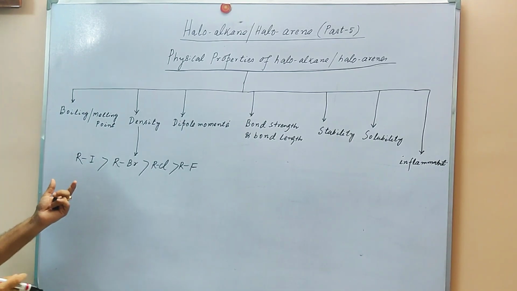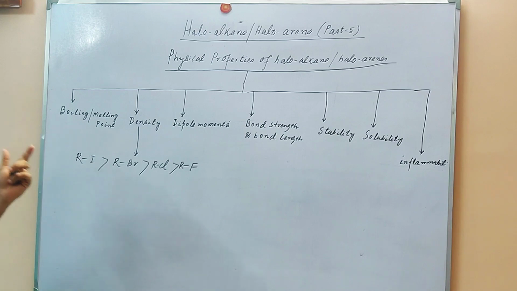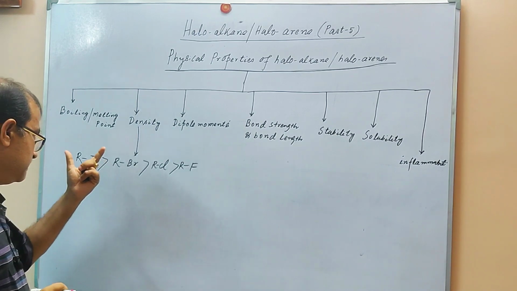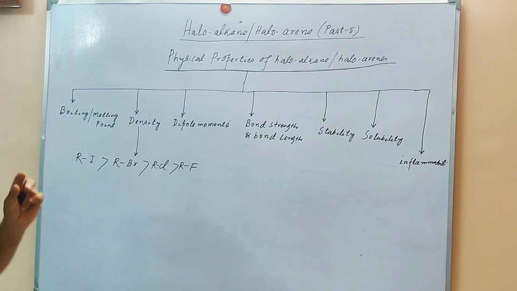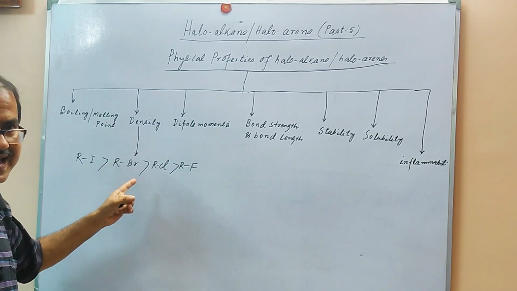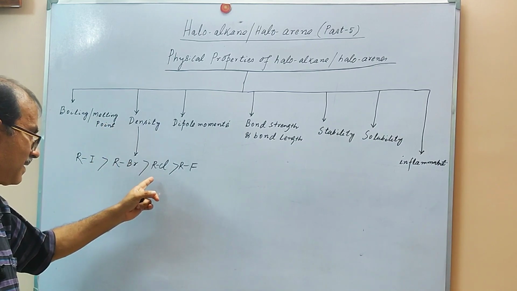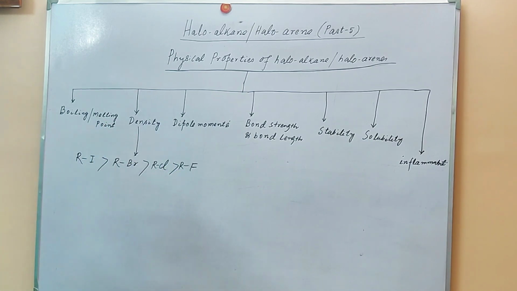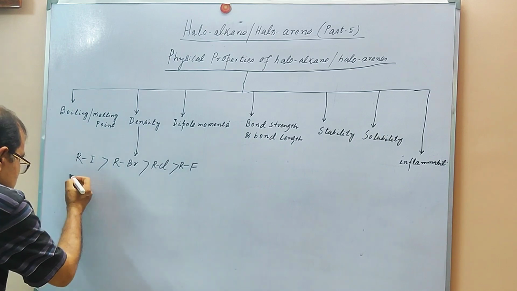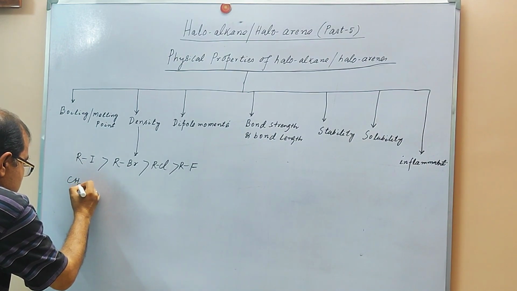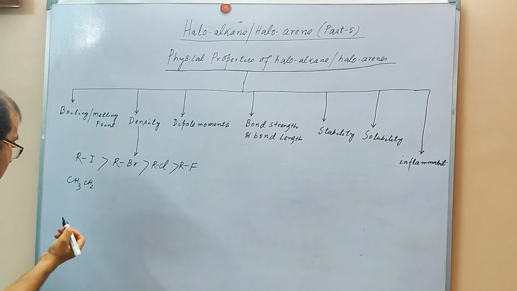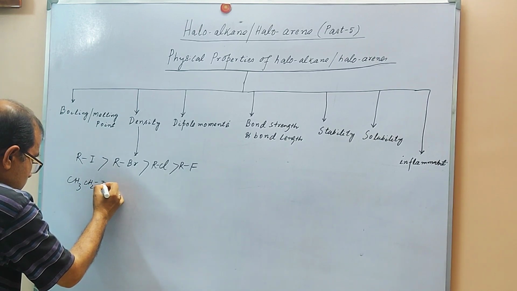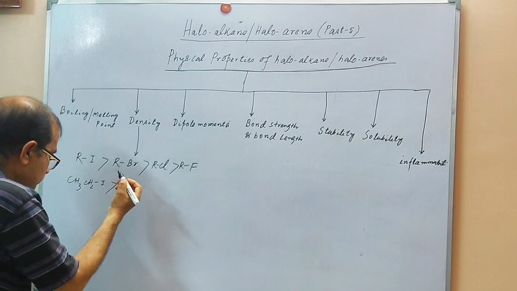The density of the alkyl iodide is the highest, because it has the highest molecular mass, followed by RBr, alkyl bromide, followed by alkyl chloride. Similarly, you can see this for different chains, different alkyl groups.